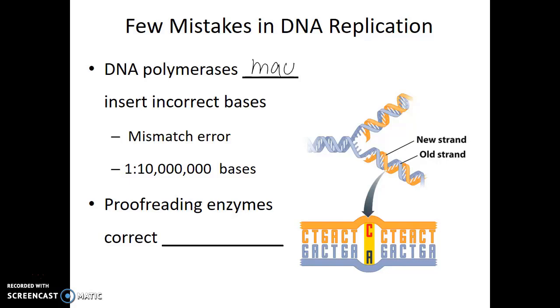Yet with that said, DNA polymerase does occasionally make a mistake. We call this type of mistake, where it puts in the incorrect letter or a non-matching base, a mismatch error. Now, DNA polymerase does have some proofreading activity itself, and we do have other proofreading enzymes within our cells, and they help us to correct these mistakes.